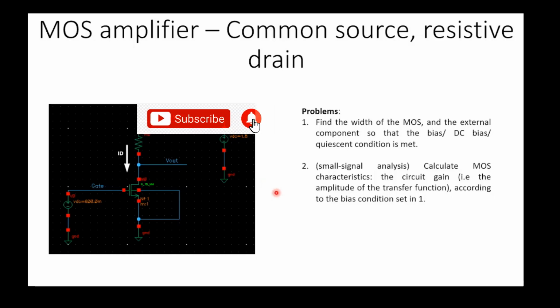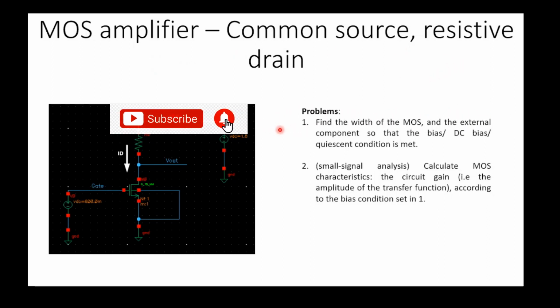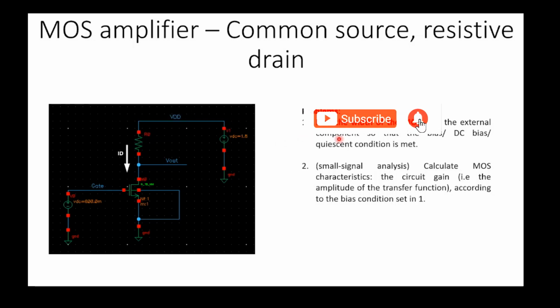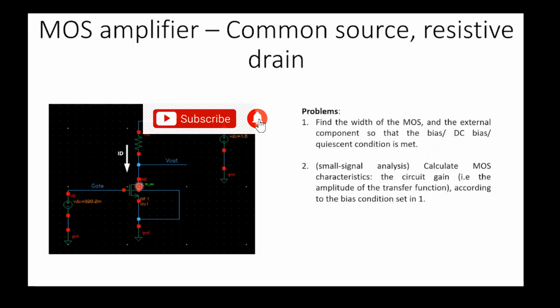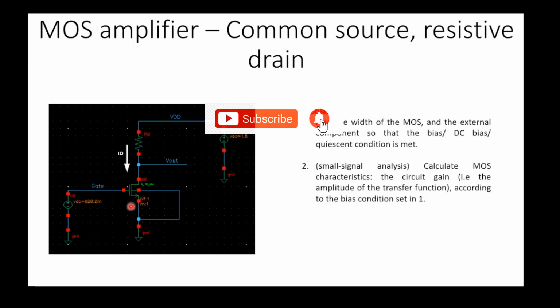Welcome to video 2 of the series MOS amplifier common source configuration with resistive drain. In video 1 we already talked about how to solve problem 1, where we determine the DC bias or the quiescent condition, where we find the width of the MOS and also the value of the resistor so that we can put our MOS in the appropriate operation region, which is the saturation region. If you have not watched the video, please watch it, since it's very practical in reality.